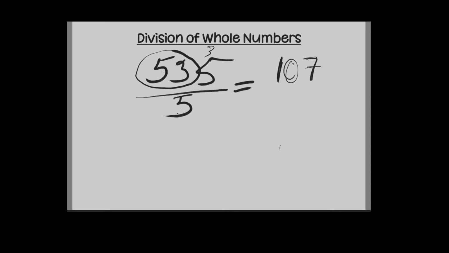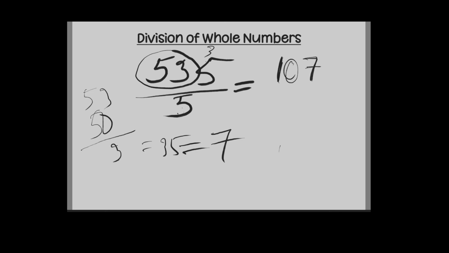So 5 in 53 is 10. You're going to have 3 left, because 5 times 10 is 50. So you have 50, and you have 53. So your remainder there is 3. That 3 you put beside your 5, so you have 35. So 5 in 35 is 7. Okay, so that's how you do that.